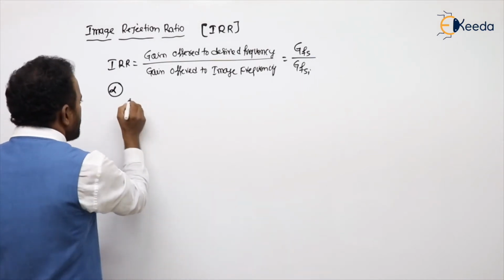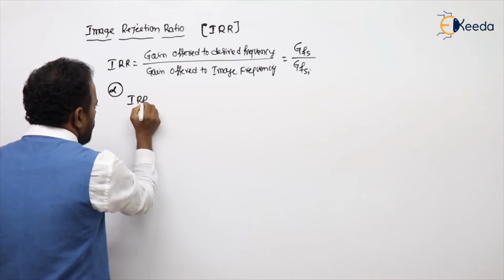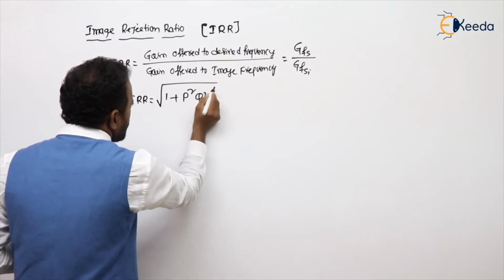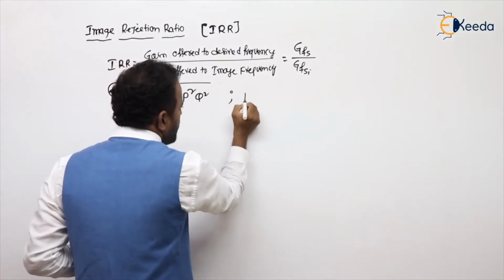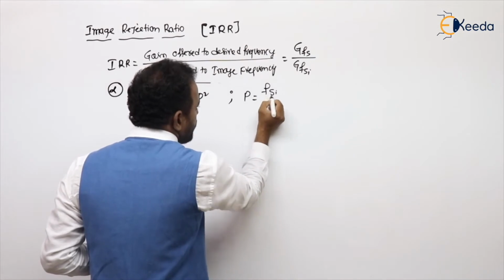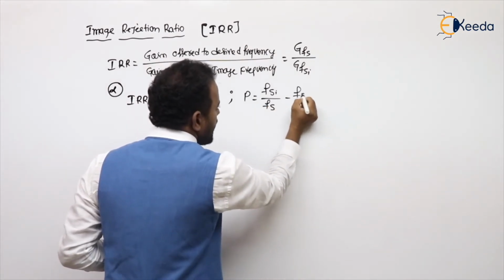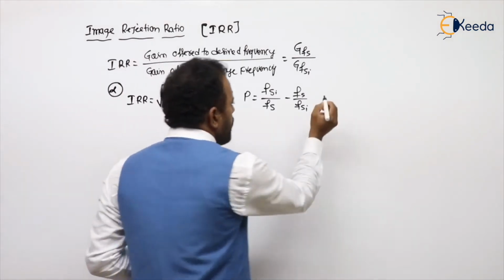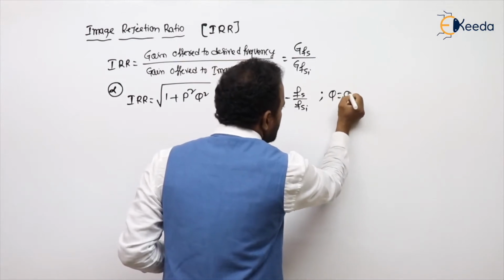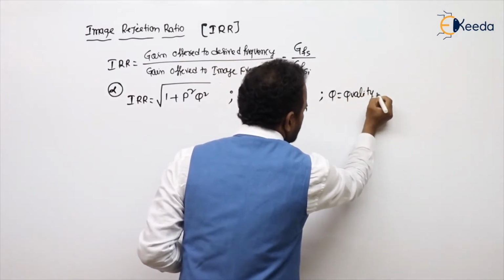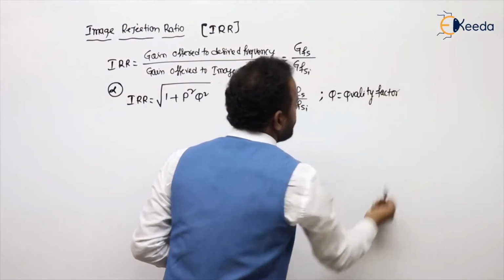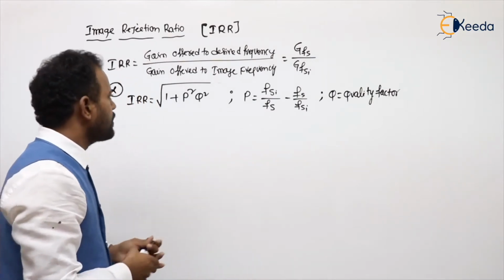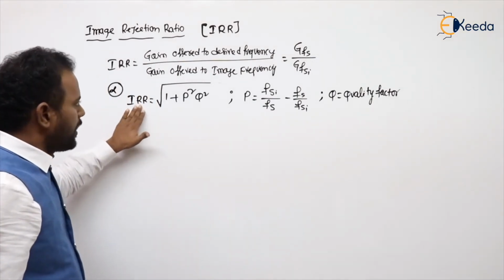There is an empirical formula for IRR. What is the empirical formula? It is root of 1 plus P square Q square. What is P? It's a constant, FSI by FS minus FS by FSI. FSI means you already know, image frequency. What is Q? Q is called the quality factor. Q is quality factor. Follow. And this is the IRR.